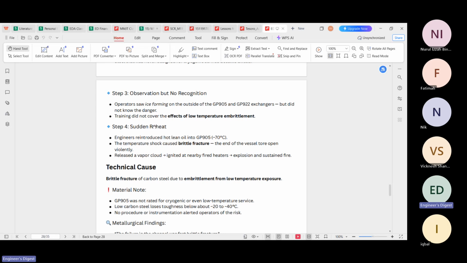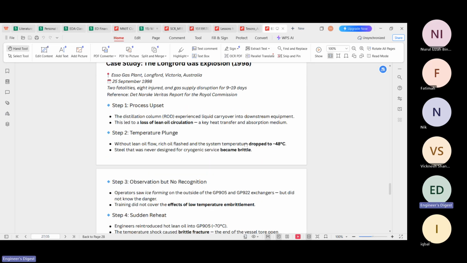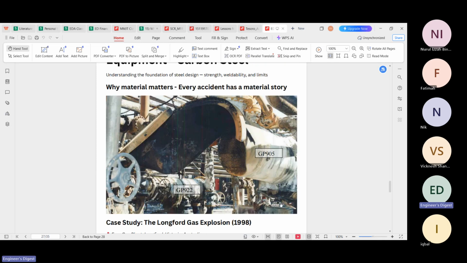And then what happened in this refinery? The engineer reintroduced hot lean oil at about 70 degrees Celsius. From minus 48 degrees Celsius, the sudden increase of temperature to 70 degrees Celsius caused a brittle fracture. The end of the vessel tore open violently, releasing a vapor cloud that ignited at nearby fire heaters, causing an explosion and sustained fire. This is the picture of the shell and tube heat exchanger, the tube sheet, on the channel side. So it tore open.